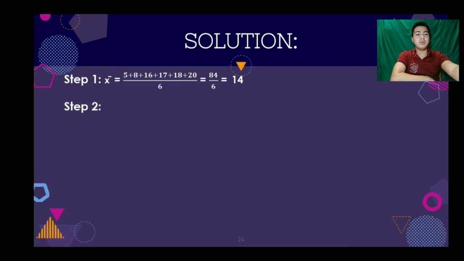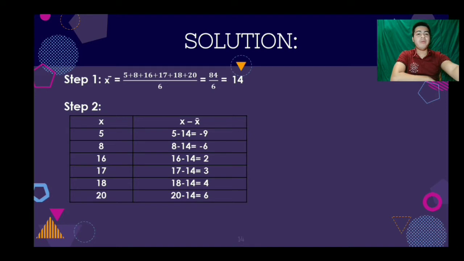In step number 2, we have x, our data, which is the 5, 8, 16, 17, 18, and 20. So x minus mean. Our mean is 14. So 5 minus 14 equals negative 9. 8 minus 14 equals negative 6. 16 minus 14 equals 2. 17 minus 14 equals 3. 18 minus 14 equals 4. 20 minus 14 equals 6.